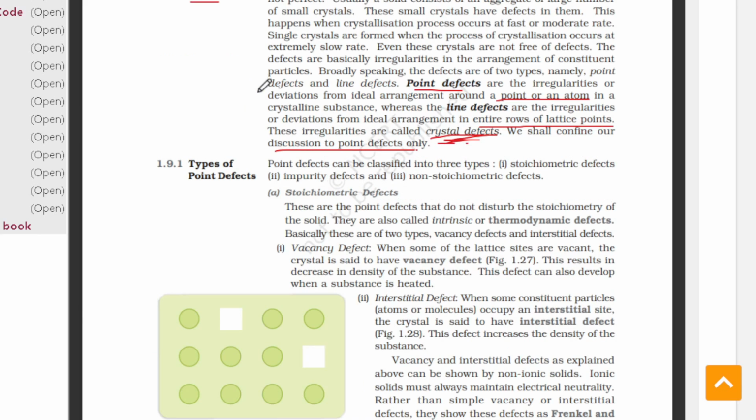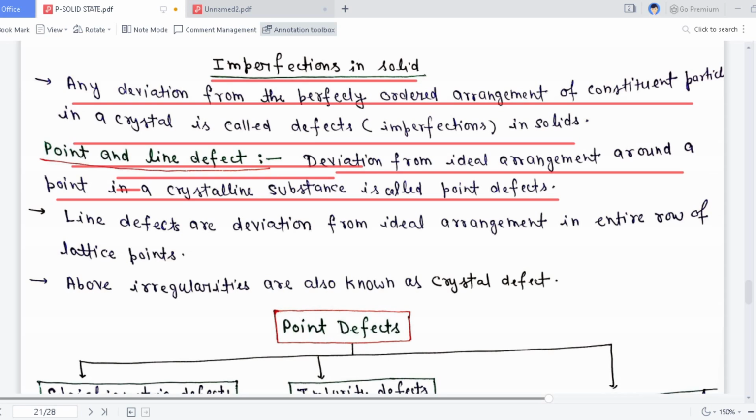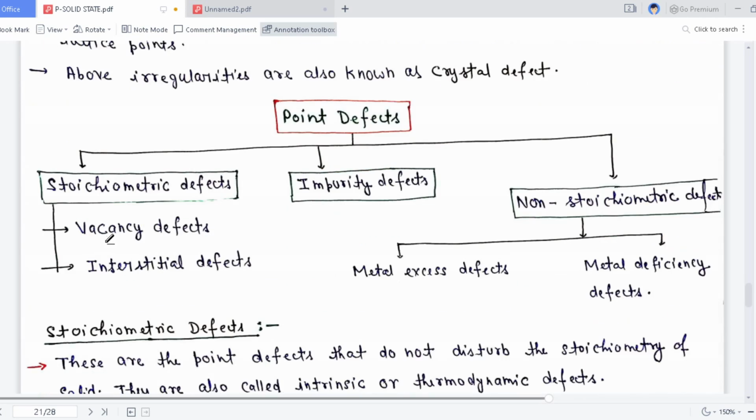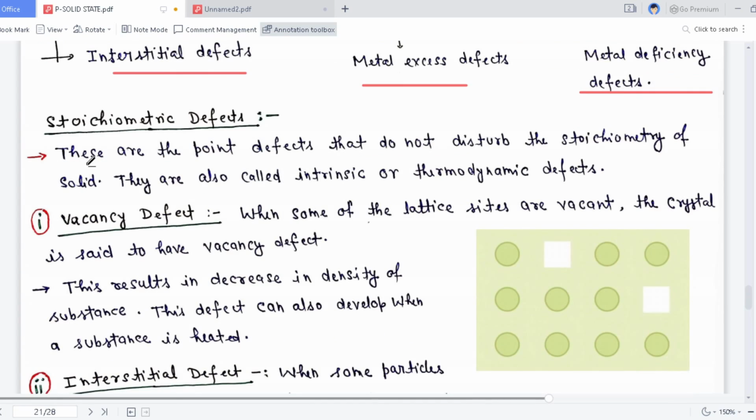Here we have types of point defects. First of all, we have stoichiometric, impurity, and non-stoichiometric defects. Under stoichiometric, we have vacancy and interstitial. Under impurity defects, we just have impurity, and under non-stoichiometric, we have metal excess and metal deficiency. The stoichiometric ones are point defects that do not disturb the stoichiometry of a solid. They are also called intrinsic or thermodynamic defects.